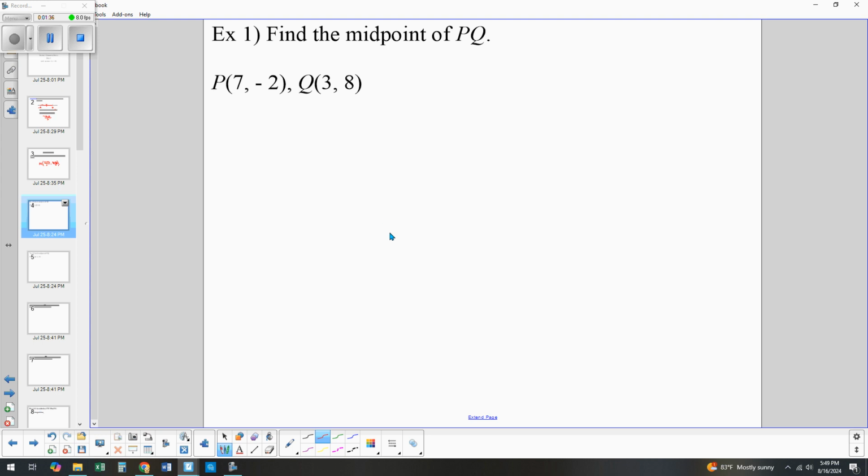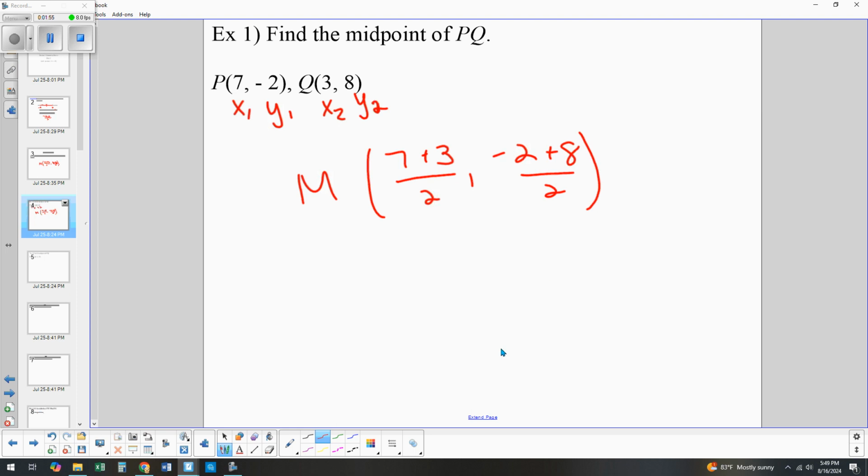So let's find the midpoint of segment PQ. So x sub 1 and x sub 2. So that means we're going to do 7 plus 3 over 2. And then we have y1 and y2. So that's going to be -2 plus 8 over 2. So we do want to simplify this. So this is 10 over 2, which is just 5, and 6 over 2, which is 3. So the point 5, 3 is the exact middle of P and Q.